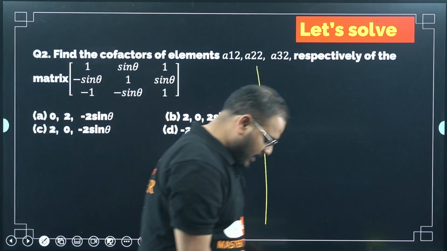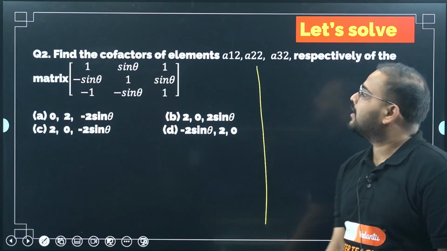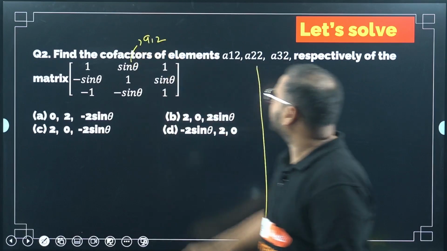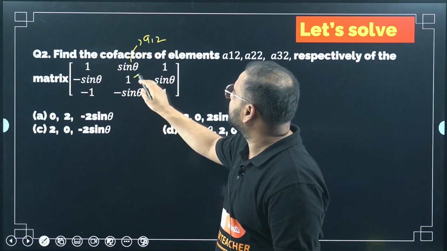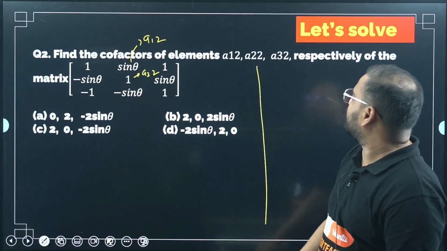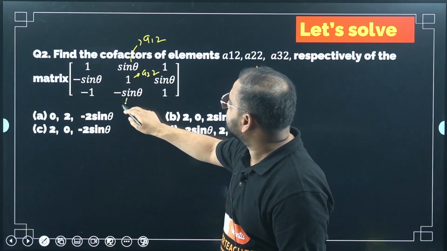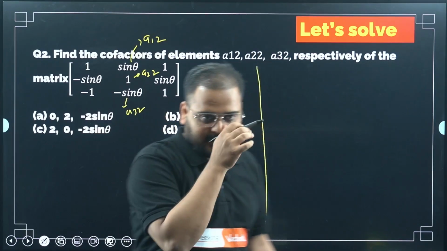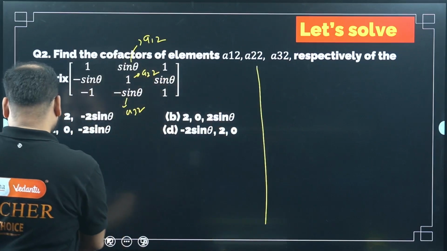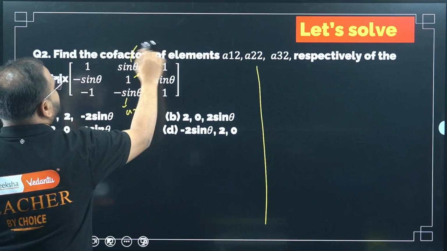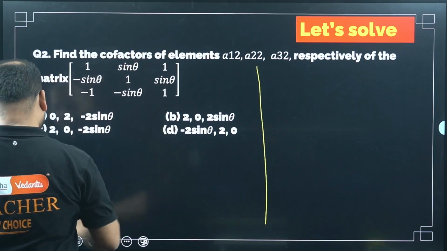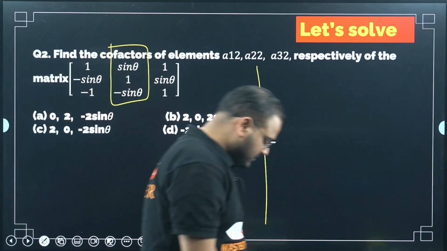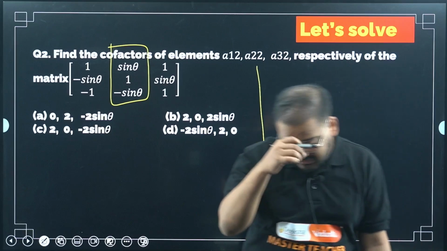Please check. Where is my A12? My A12 is here. A22 is this, and A32 is this. So basically what they are saying is, find the cofactor of all the elements in the second column. So I can just erase all of this and mark the entire column. They are asking us to find the cofactors of all the elements in column 2. Difficult, sir? Of course not.